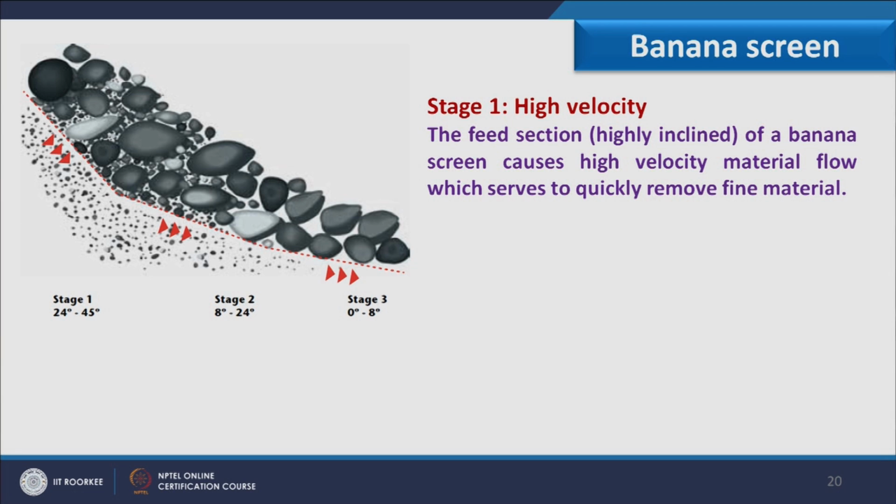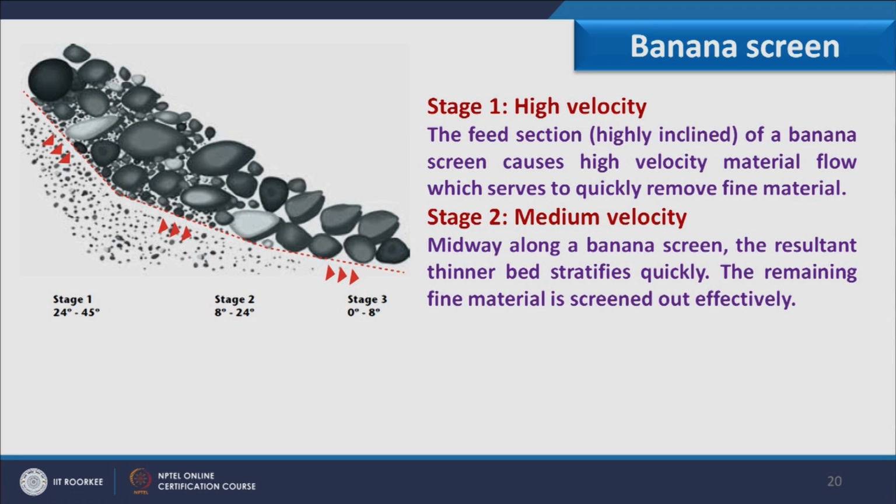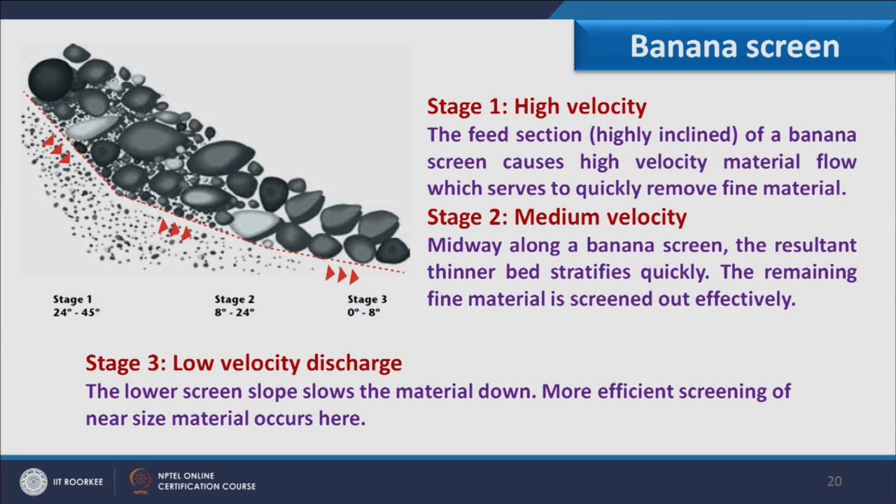So, what happens in stage 1? It gives high velocity. The highly inclined feed section of the banana screen causes high velocity material flow, which serves to quickly remove fine material. Stage 2 has medium velocity. Midway along a banana screen, the resultant thinner bed stratifies quickly, and the remaining fine material is screened out effectively. And in the third stage, it has lower velocity discharge. The lower screen slope slows the material down. More efficient screening of near size particles occurs here.